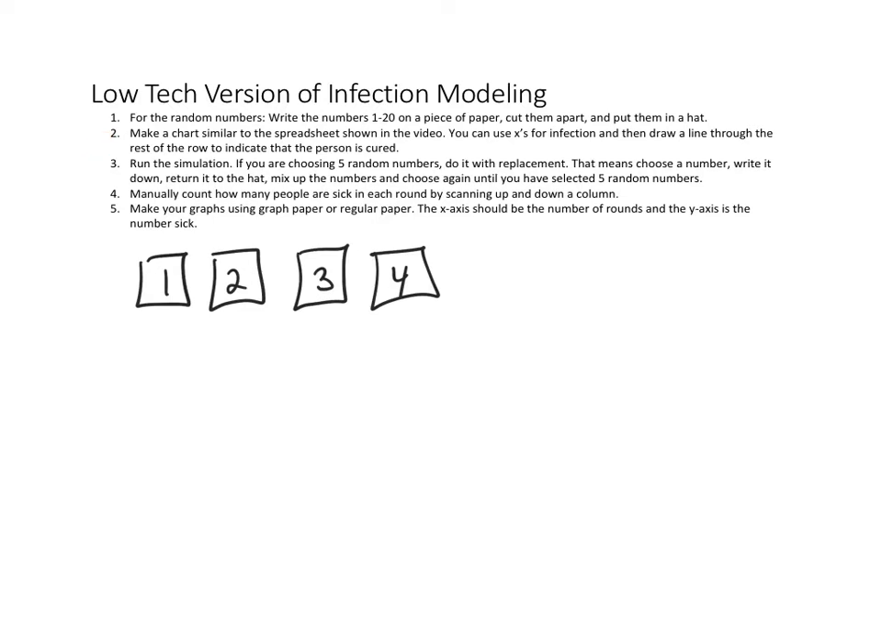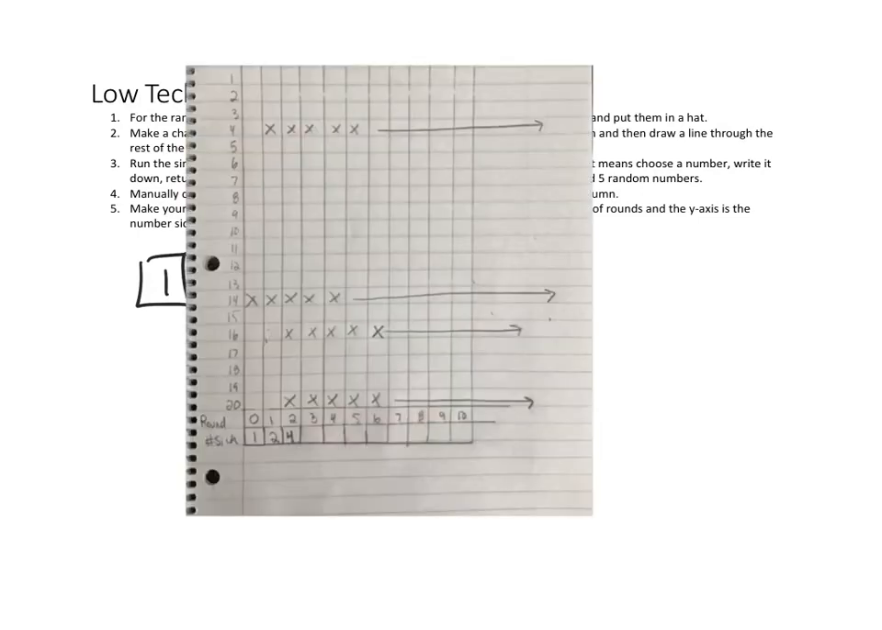You don't have to bother with the I's and the C's. You can just use X's and then cross out a line. So I'll show you what that looks like. Here's my chart that I just did on printer paper. I've got the people 1 through 20 down here. At the bottom, I have the round number. And you can see in my simulation, just like the first one, 14 was the first person infected. So I did 5 rounds of X's and then I drew a line to the end showing they were cured.